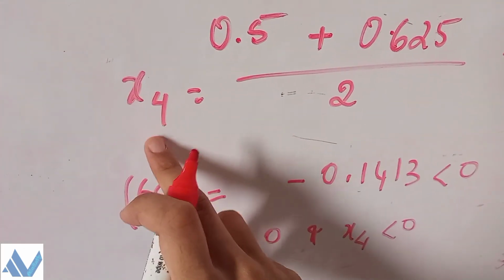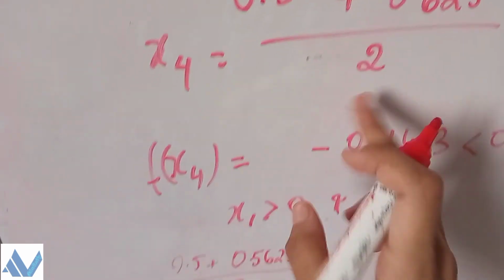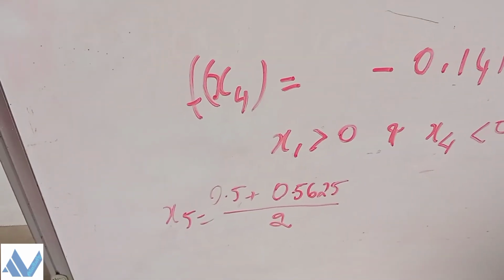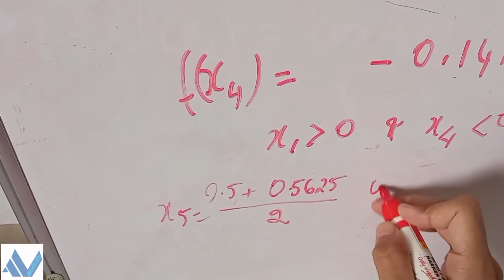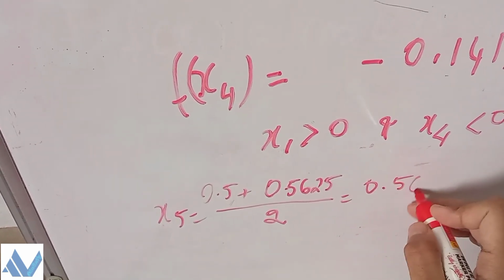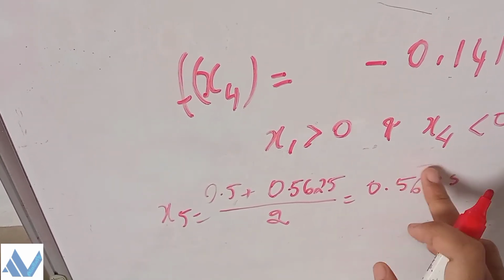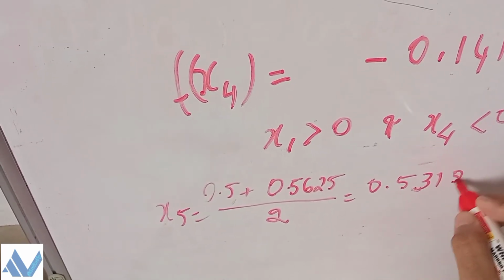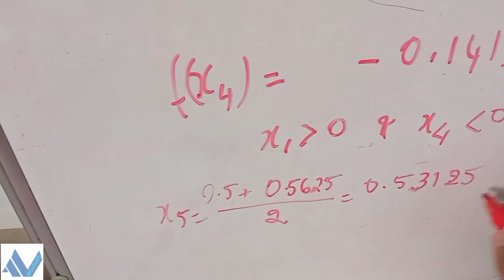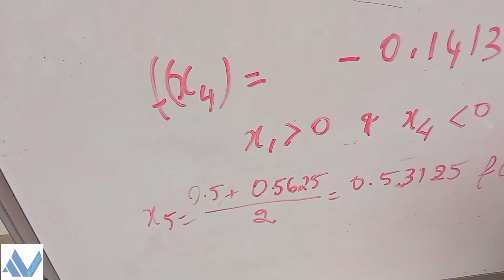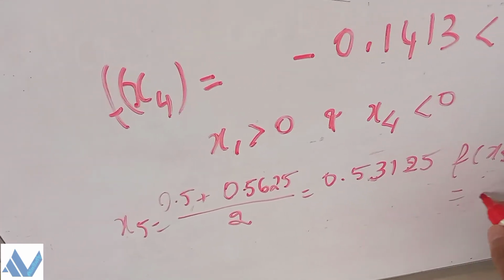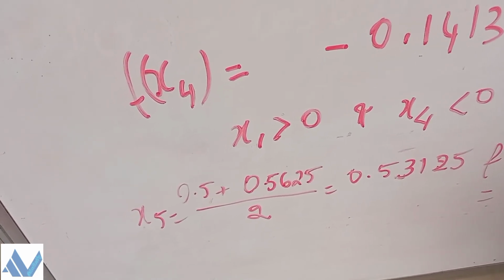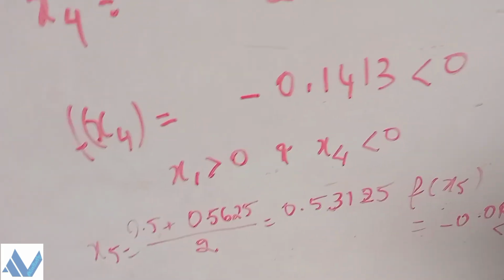Don't make the mistake of taking the value of f of x4. No, you have to take the value of x4, which is a plus b by 2. Here we are finding x5. So therefore we get 0.53125, and again after substituting f of x5 we get minus 0.0415, which is less than 0.